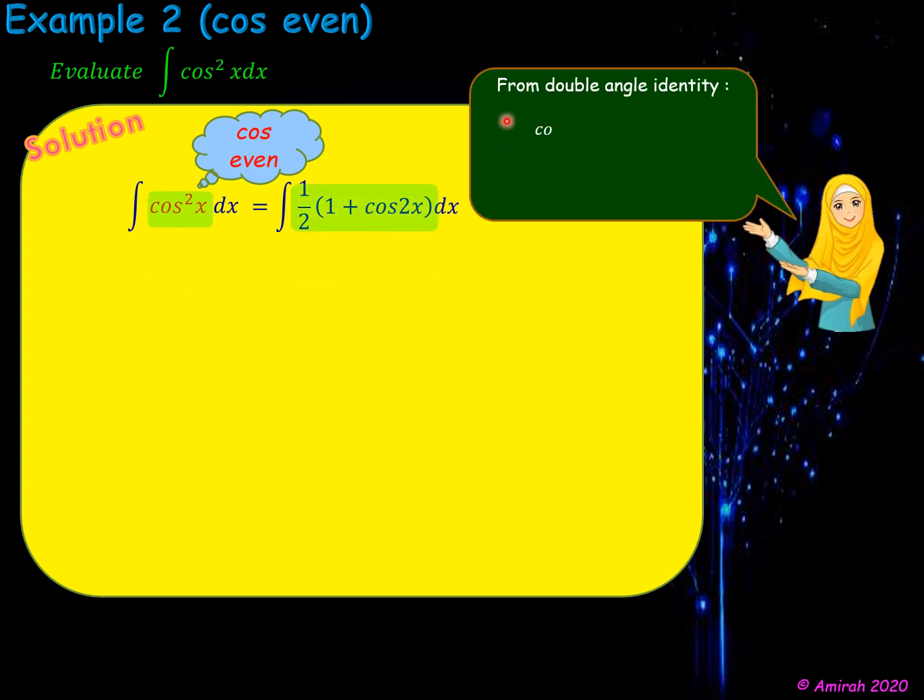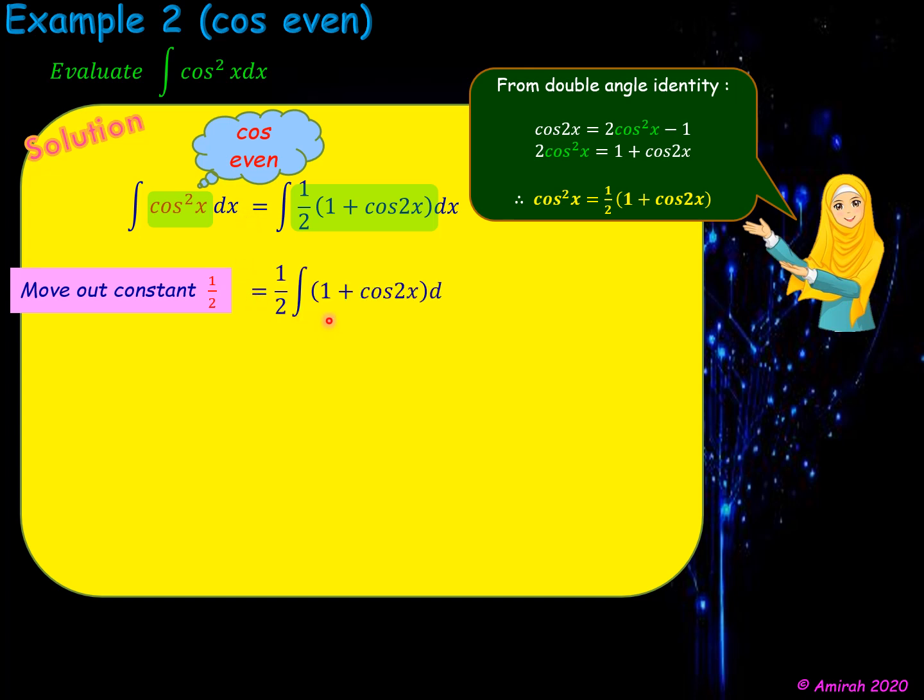We get this formula from the double angle identity, from cos 2x equals 2 cos squared x minus 1. Then we make cos squared x the subject, so we have half times 1 plus cos 2x. In example 1, we have sine squared x, and in between is a minus sign. Now, we have cos squared x, and in between is plus. Then we need to move out the constant half, and then we integrate with respect to x one by one.